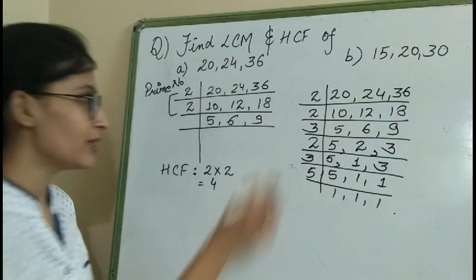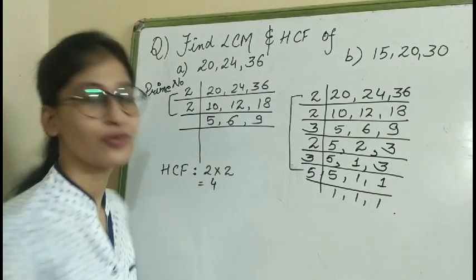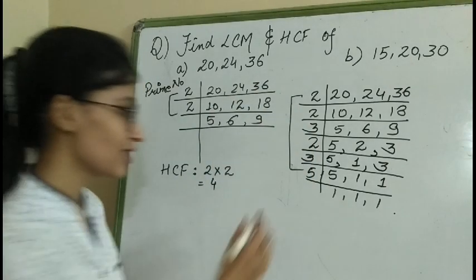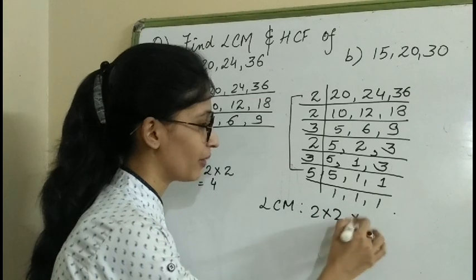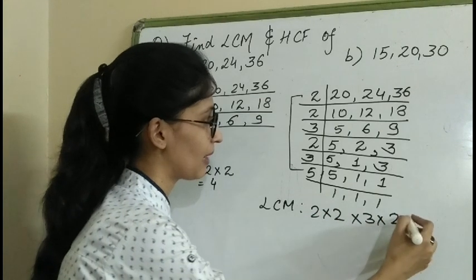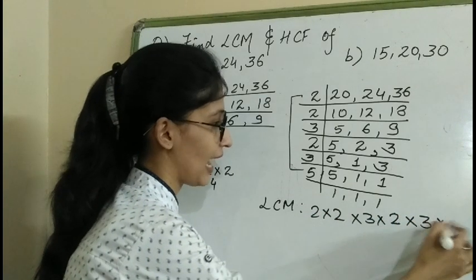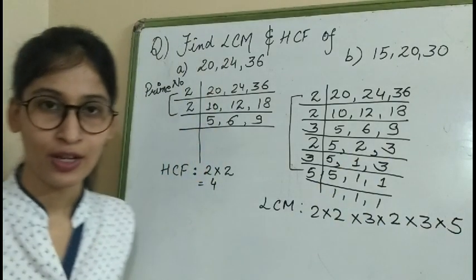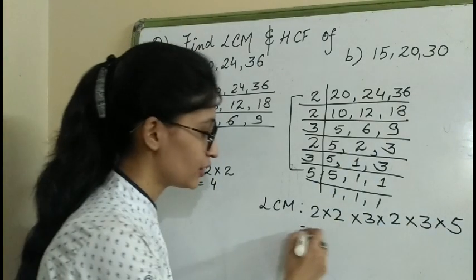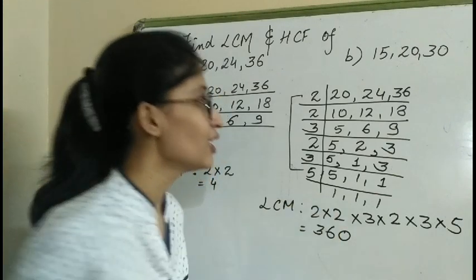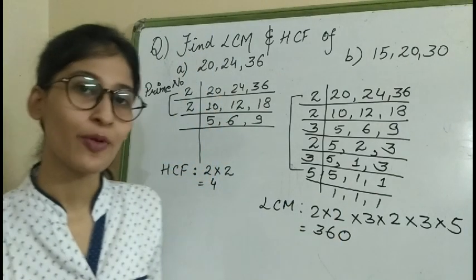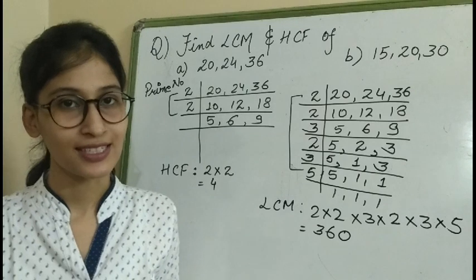So LCM will be product of these prime numbers. So my LCM here will be 2 multiplied by 2 multiplied by 3 multiplied by 2, 3 and 5. Okay. It will be 360. So LCM of 20, 24 and 36 will be 360.